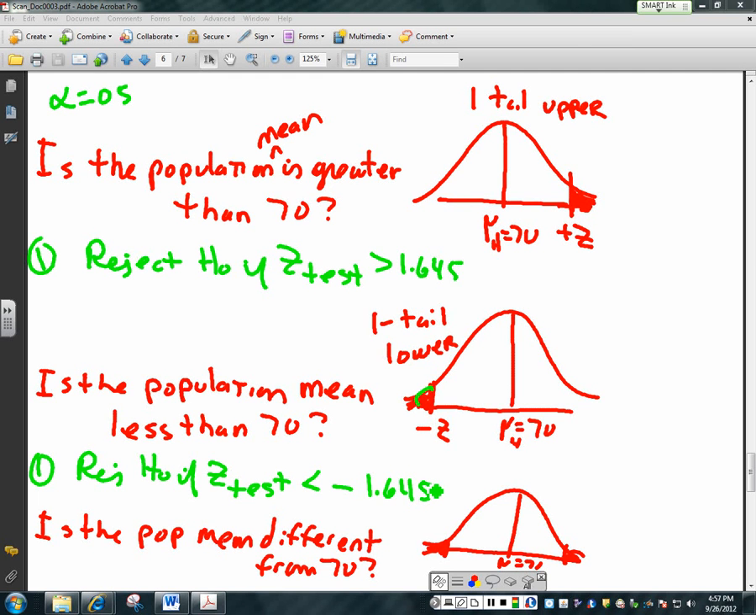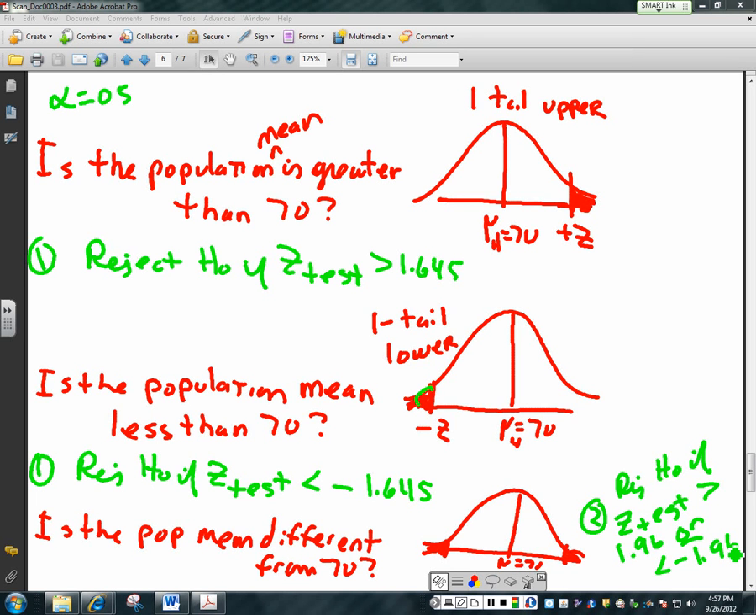On the bottom one here, now it's a two-tailed test, and we're going to reject H0 if z-test is greater than 1.96. If you look on the table of z-values, you'll see for a two-tailed test and 0.05 that it's 1.96, or less than minus 1.96. So for the critical value approach, your decision rules depend on whether you have a one- or two-tailed test, and then if you have a one-tailed test, whether or not it's upper or lower.